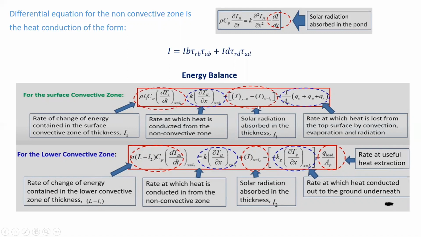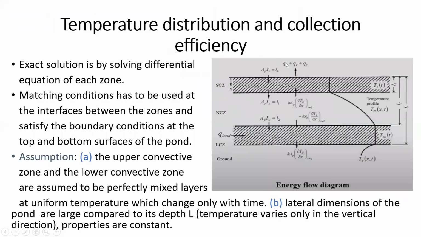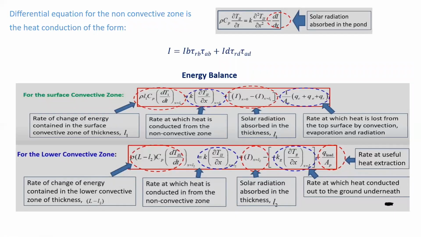The solar radiation absorbed in the thickness L1 is indicated, and the rate at which heat is lost from the top surface by convection, evaporation and radiation. There are three losses: convection, evaporation and radiation. This is indicated by this equation, and then there is the equation for the lower convective zone.